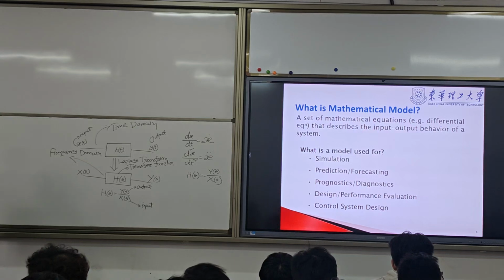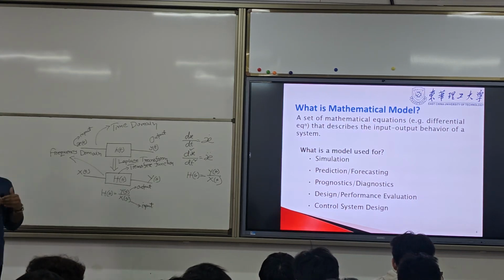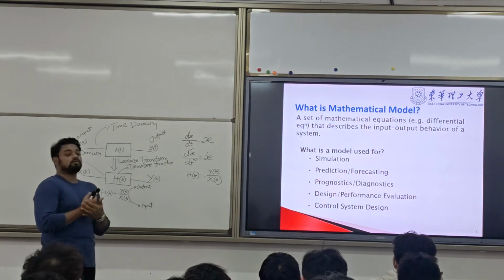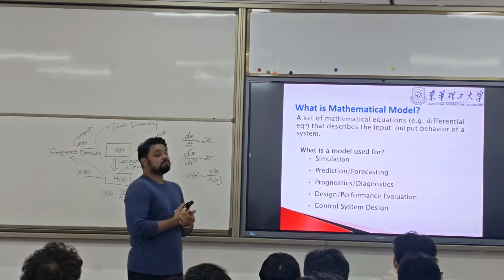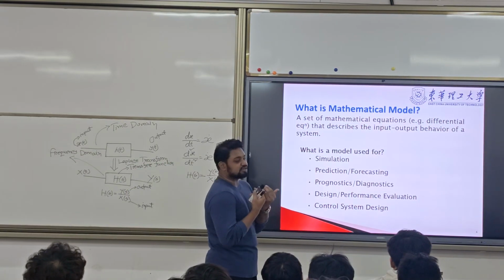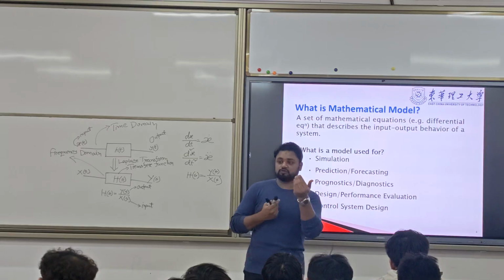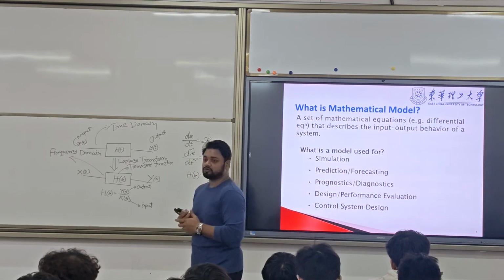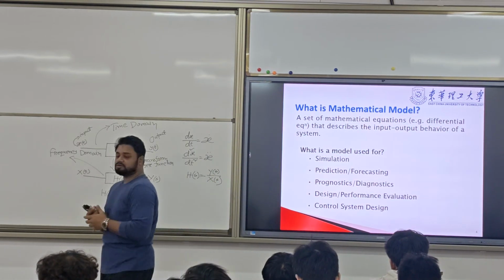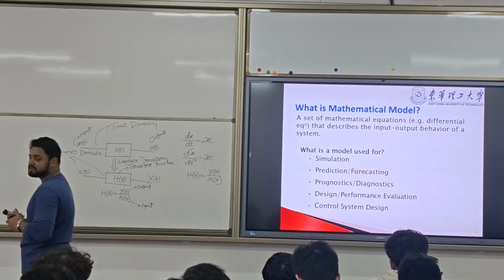Second, prediction or forecasting. It is very important. When you design a control system, mostly what the control system does is predict the system. It will predict the output. It will predict the future output. It will forecast the future behavior.